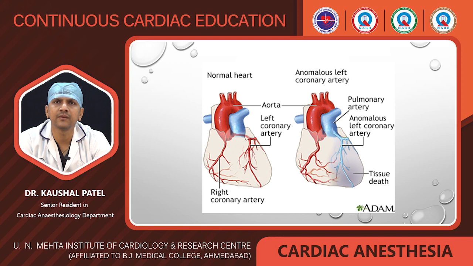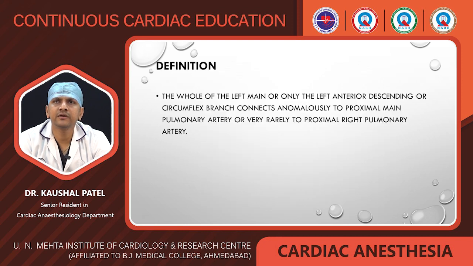the deoxygenated blood supply. Now coming to the definition of ALCAPA: when the whole of the left main, or only the left anterior descending or circumflex branch, connects anomalously to the proximal main pulmonary artery, or very rarely to the proximal right pulmonary artery, it is called ALCAPA.